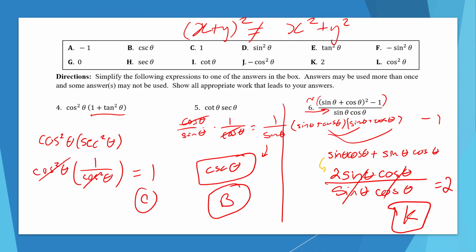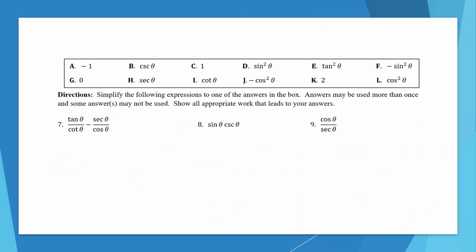That's why I'm doing these problems, is for ones like 6. I would say 1 through 5 you should have been able to do on your own. All right, number 7, we have tangent over cotangent minus secant over cosine. So let's take a look here. So tangent, I'm going to rewrite everything in terms of a fraction. So tangent over 1 times 1 over cotangent minus secant over 1 times 1 over cosine.